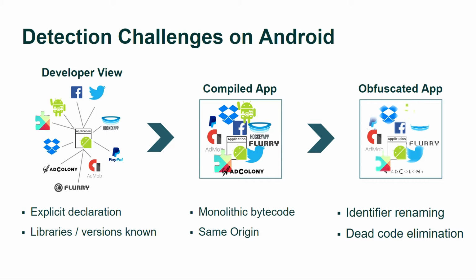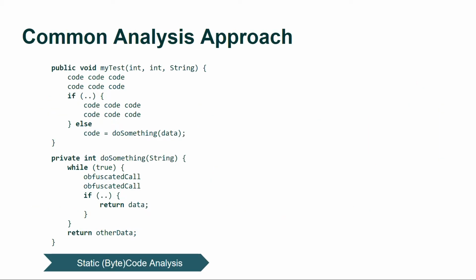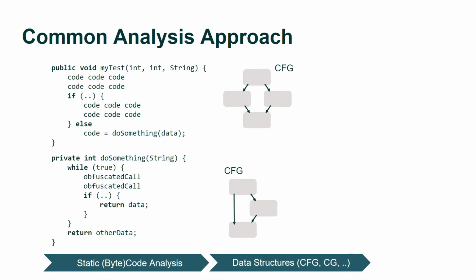And the question is, how can we approach these challenges? A common way to do so is to conduct a static code analysis. In this case, it would be a bytecode analysis, as for the majority of Android apps, the source code is not available. And in the first step, you will then create the appropriate data structures, for instance, a control flow graph. Now, you can refine your analysis by adding call edges to retrieve a call graph.